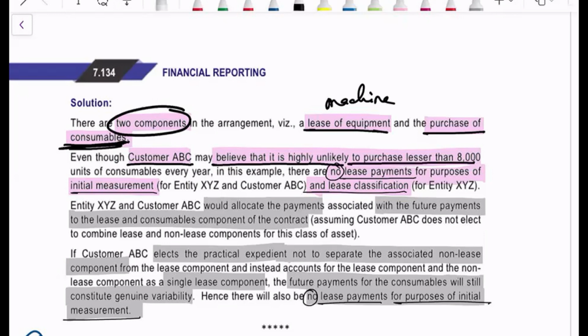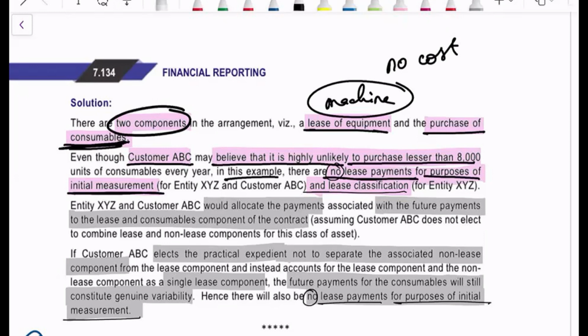Okay. So in this example, there are no lease payments for the purpose of initial measurement. So initially, when you record this machine in your books, you cannot record any kind of lease payment, because this machine is given at no cost, correct? So here you cannot record it at any price. Maybe a nominal price you will record, but there is no major portion of lease payments here.